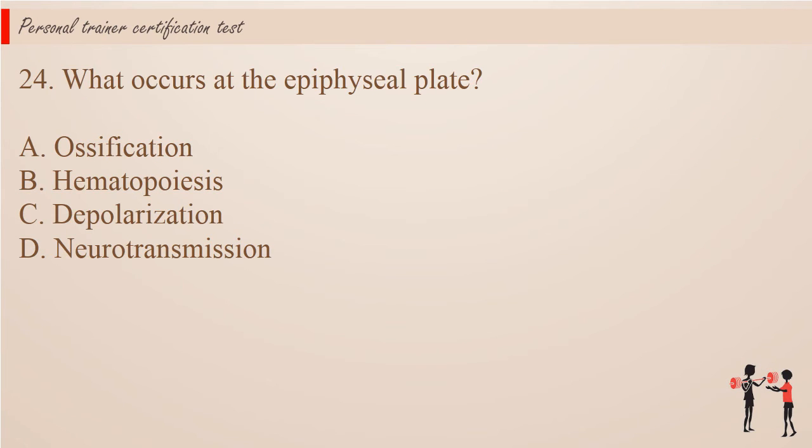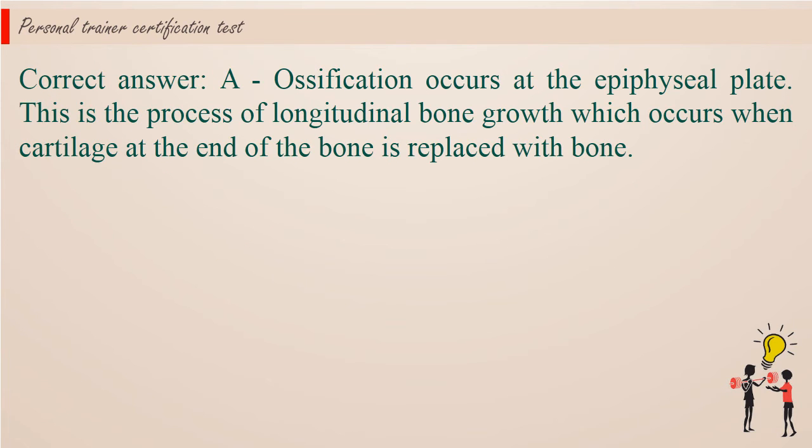Question 24. What occurs at the epiphyseal plate? A. Ossification. B. Hematopoiesis. C. Depolarization. D. Neurotransmission. Correct answer, A. Ossification occurs at the epiphyseal plate. This is the process of longitudinal bone growth which occurs when cartilage at the end of the bone is replaced with bone.